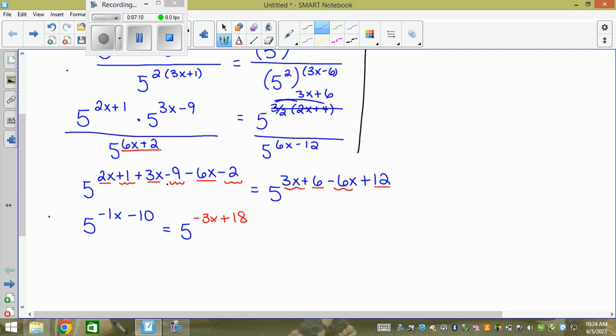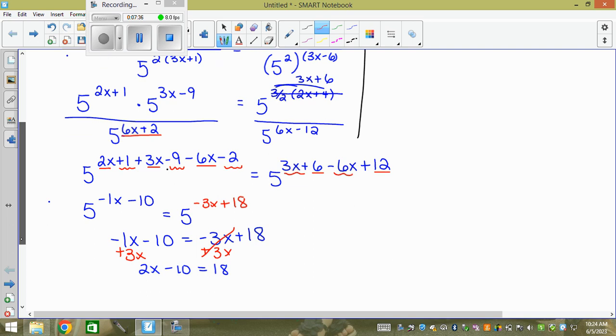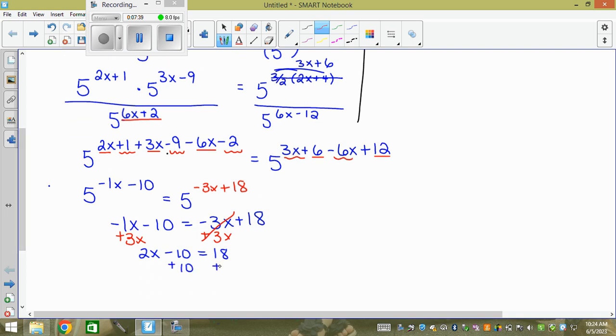Now and only now can I drop those 5s off, right? Because I have 5 to the something equals 5 to the something, so the somethings must equal, right? So now I get negative 1x minus 10 equals negative 3x plus 18. Add 3x, and I get 2x minus 10 equals 18. Add 10, sorry, not 10x. 2x equals 28. Divide by 2, x equals 14.